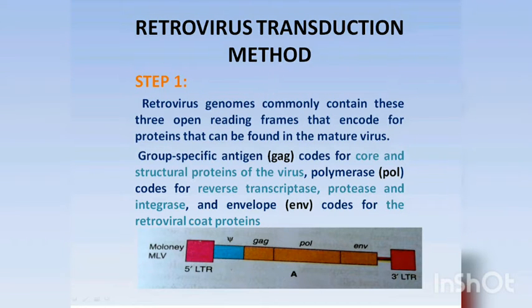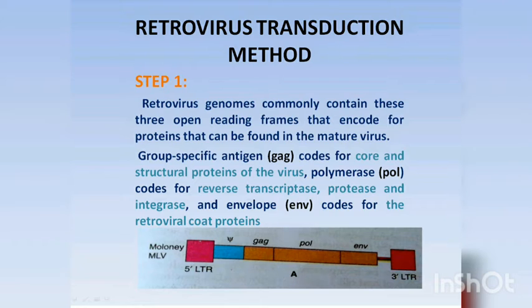Coming to the next slide, there is a brief idea about the retrovirus transduction method. Retrovirus, the first generation vector, contains three major genes: GAG, which codes for structural proteins of the virus, the pol or the polymerase, which codes for the reverse transcriptase, protease and integrase enzymes, and the envelope or the ENV, which codes for the retroviral coat proteins.